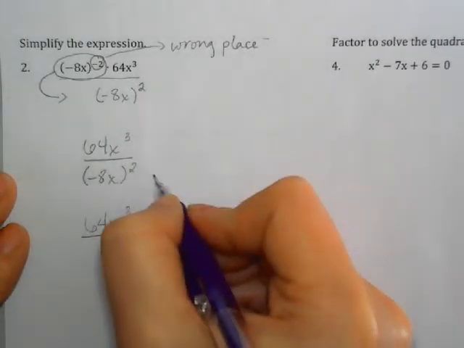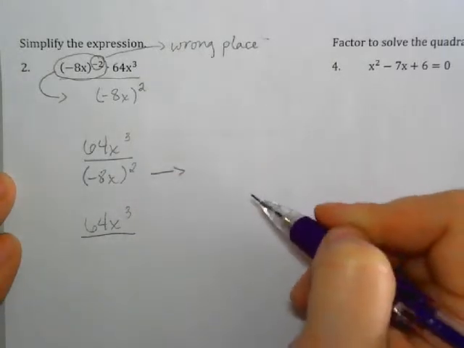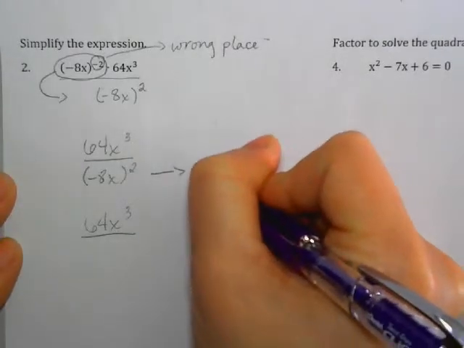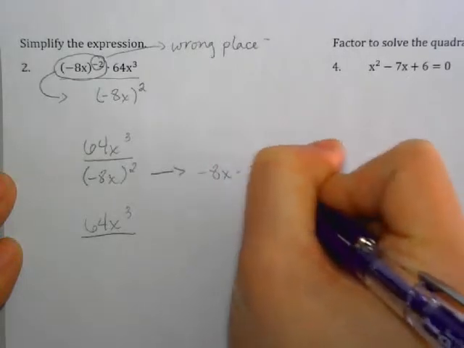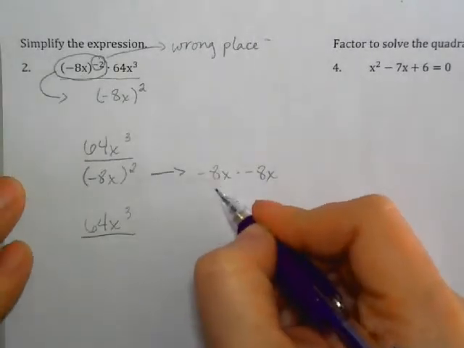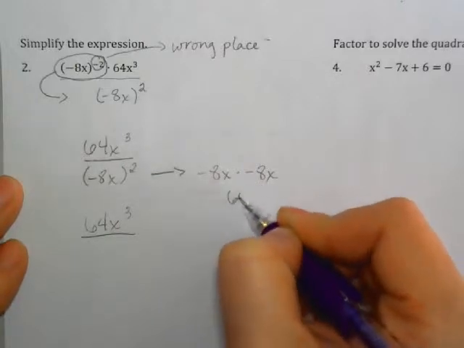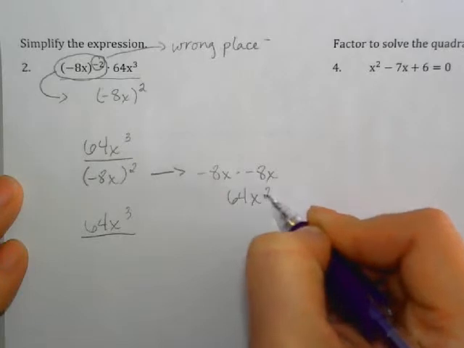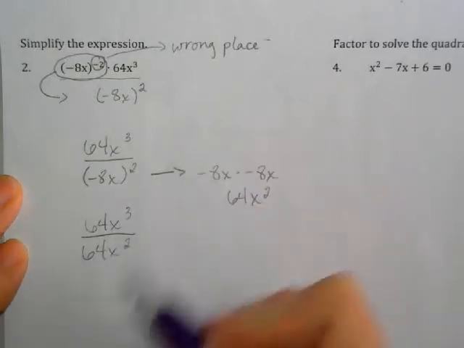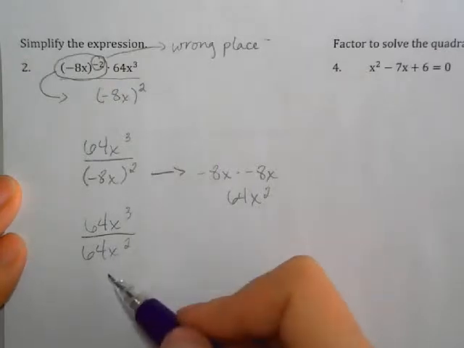Well, we got rid of the negative exponent, and let's talk about, off to the side, what negative 8x to the second power means. So what's being squared in this case? So negative 8x times negative 8x, right? So negative 8 times negative 8 is? And x times x. So I'm going to take that and put it down here. What can I do now? Divide what?